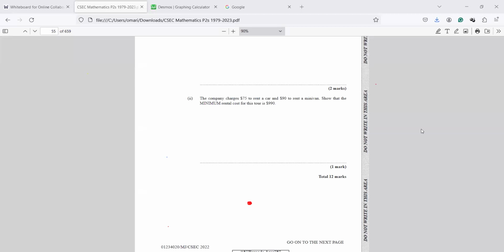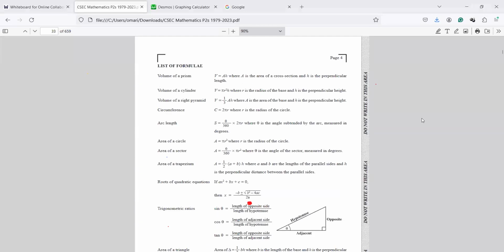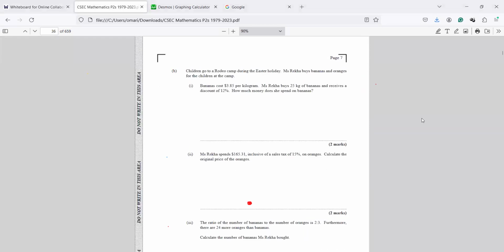Functions. So somebody suggested functions, Omari. You can see if you can find a functions question. Also, can we do some trigonometry? Trigonometry, all right.